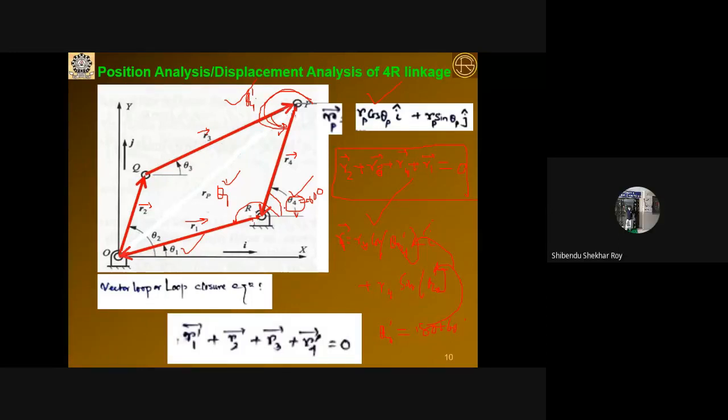Similarly for theta 1 also, you always measure the angle with respect to this. This is the given angle. Forget about the given one.